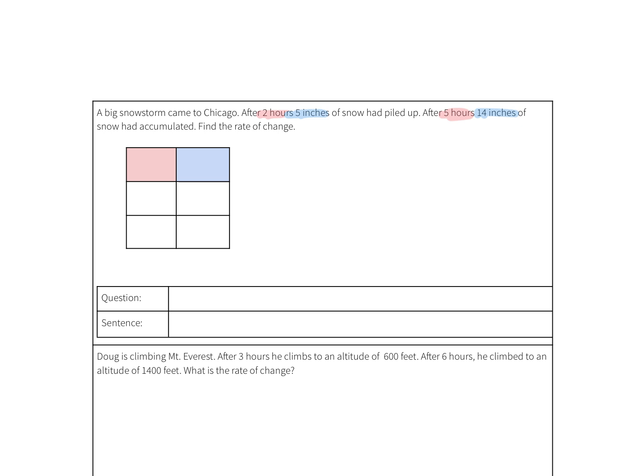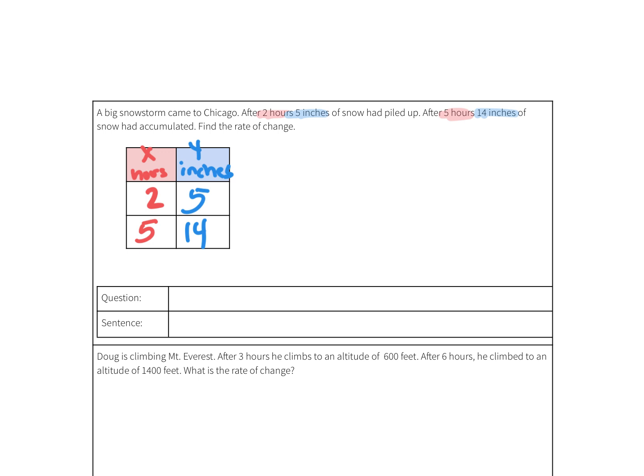When I have 2 hours, I have 5 inches. When I have 5 hours, I have 14 inches. So my X is hours and my Y is inches. Your X will always be your unit of time because remember, time is on the bottom.